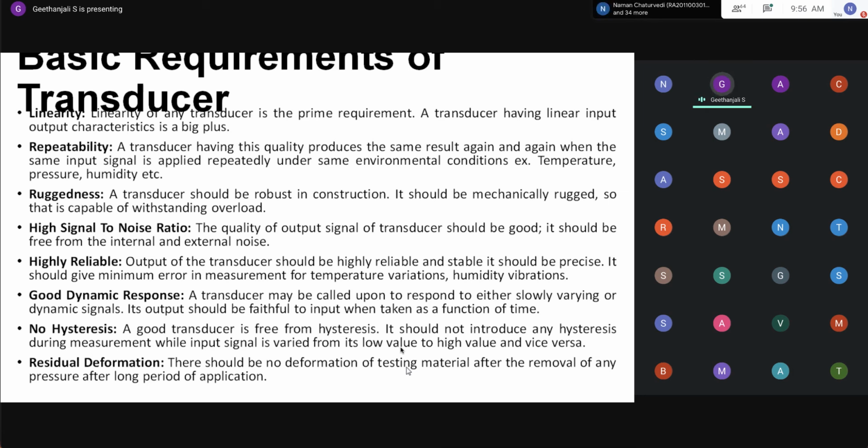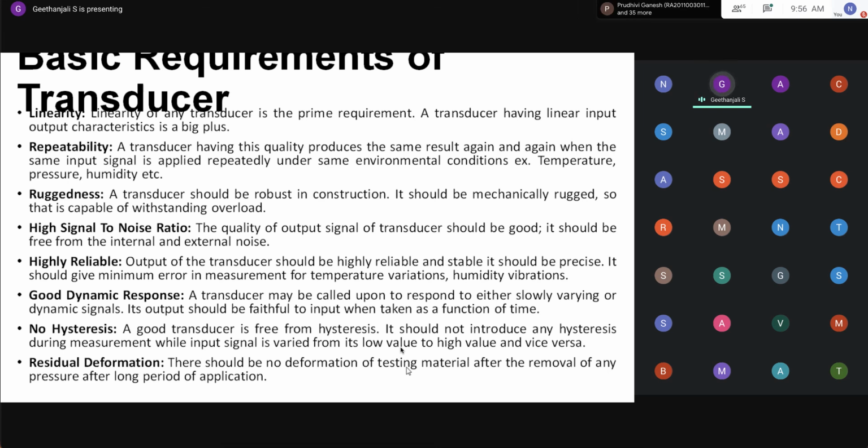Then the third point is high signal to noise ratio. The quality of the output signal of the transducer should be good. It should be free from internal and external noise. Then the next one is high reliability. Output of the transducer should be highly reliable and stable. It should be precise. It should give the minimum error in the measurement of temperature variations and humidity variations.